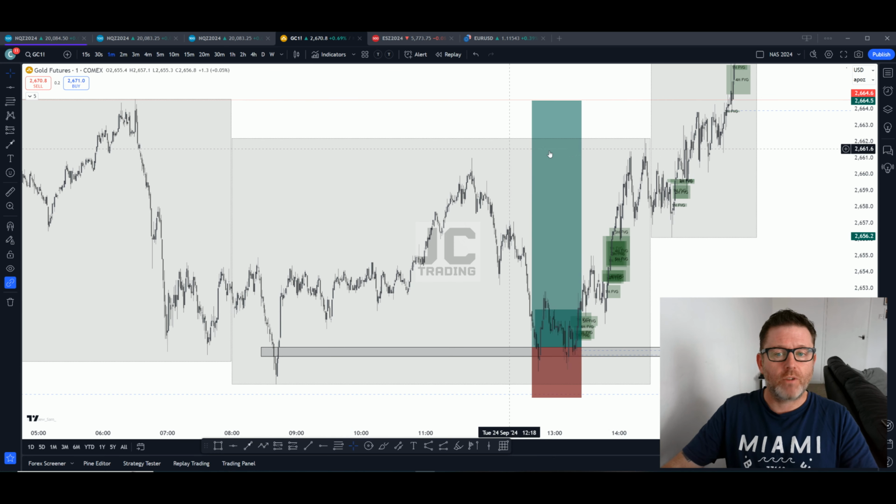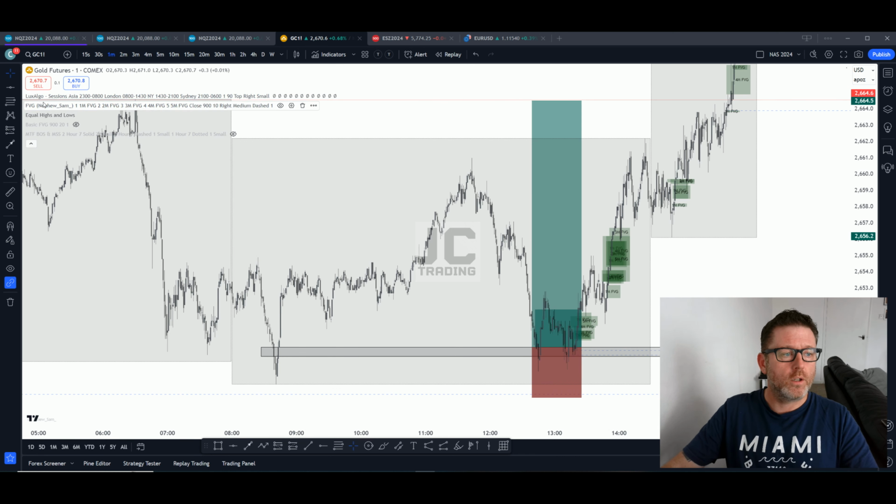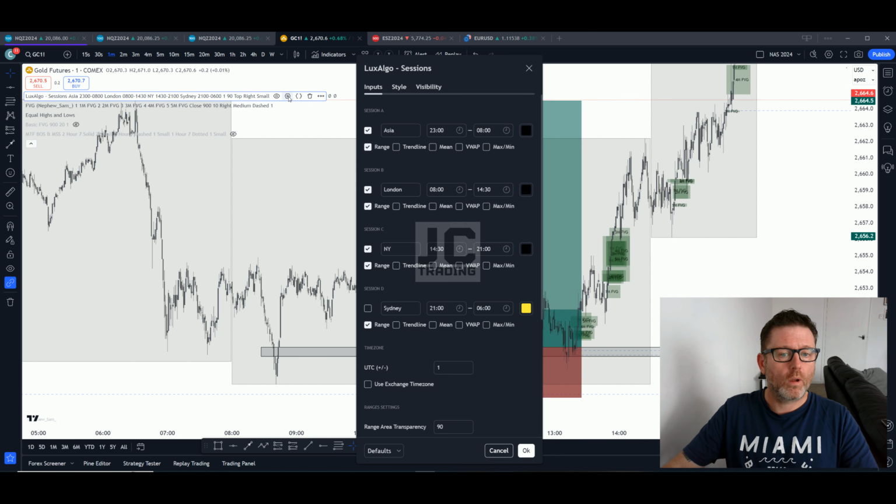So we have some ranges set up here. And these ranges are the session times, the exchange times. So I'll just show you what they look like. So that's my session times here. We've got Asia, we've got London, and we've got New York. This is the Lux Algo sessions indicator, and these are the times. I'm currently on UTC +1, and my chart's also on UTC +1. Obviously, your time zone may differ. You would just need to adjust it accordingly.